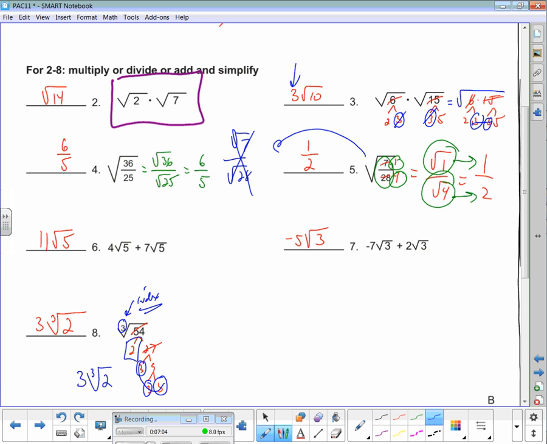So what you guys have to be careful about is, when you can simplify, simplify. All right? How many of you didn't simplify that? It was a lot of you. You got the square root of 45. Yeah, so you always got to be looking to simplify.